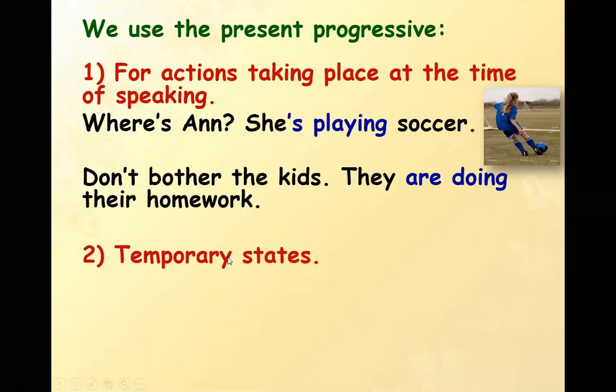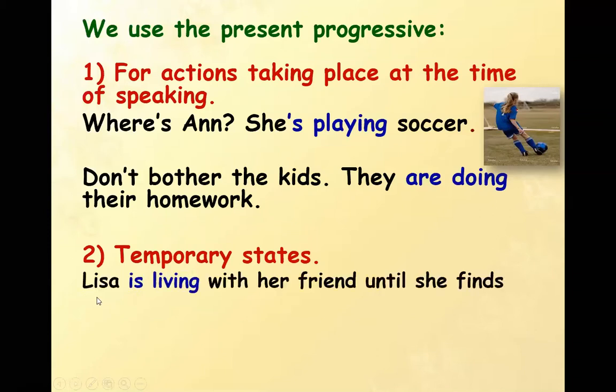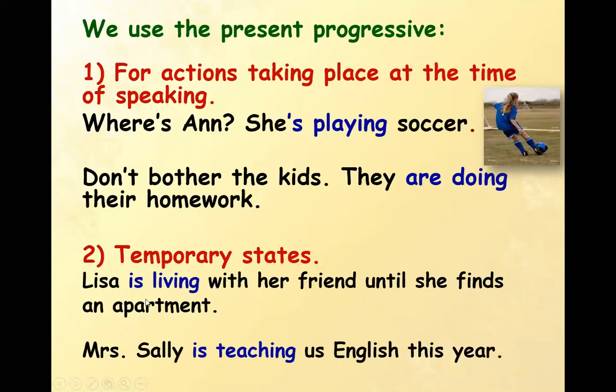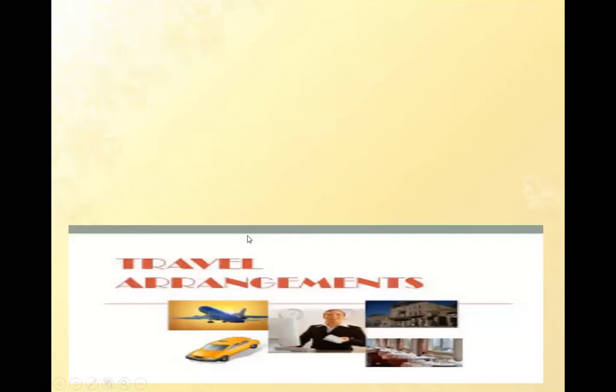The second use is for temporary states, like when you say Mrs. Mona is teaching us this year. Like this example: Lisa is living with her friends until she finds an apartment. So living is a temporary state. Or another example: Mrs. Sally is teaching us English this year. It's also a temporary state.